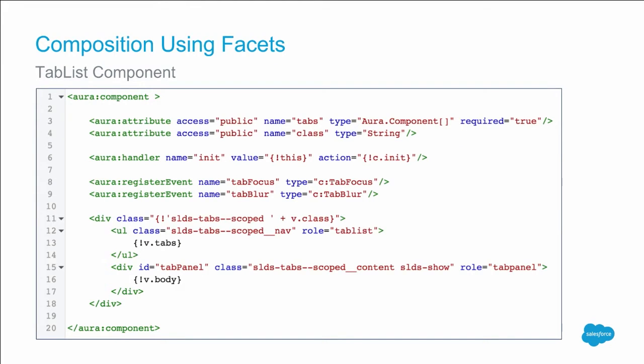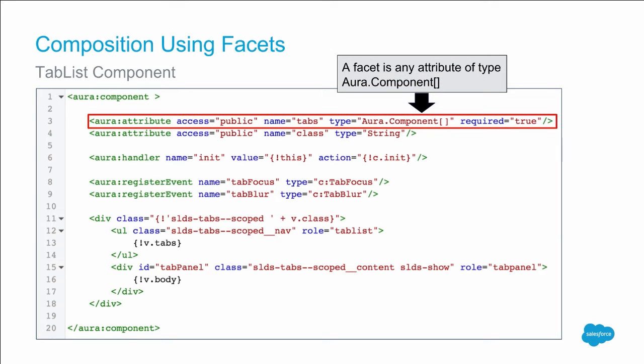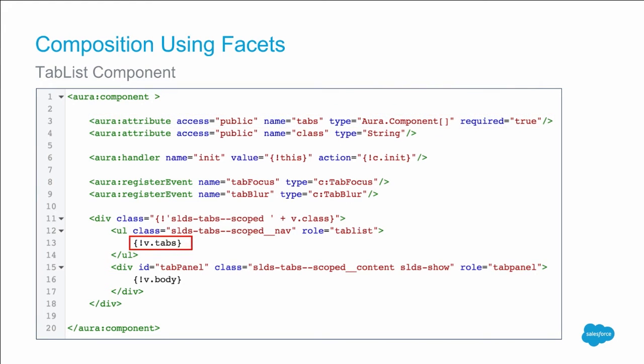So jumping into a bit of code here, what is a facet? So this is the tab list. And essentially, a facet is any attribute that's of type Aura components. So what we're basically saying here is that we're going to inject a component inside of another one. The tab list is just a container, and the tabs that sit inside it are going to be other Lightning components. And as you can see here, we've got an attribute called tabs. It's defined as Aura components. And then if we look a little bit further into the code, where I've highlighted there, you can see where it's referenced. And that's essentially where all the tabs are going to end up. We're injecting them into that location in the markup.